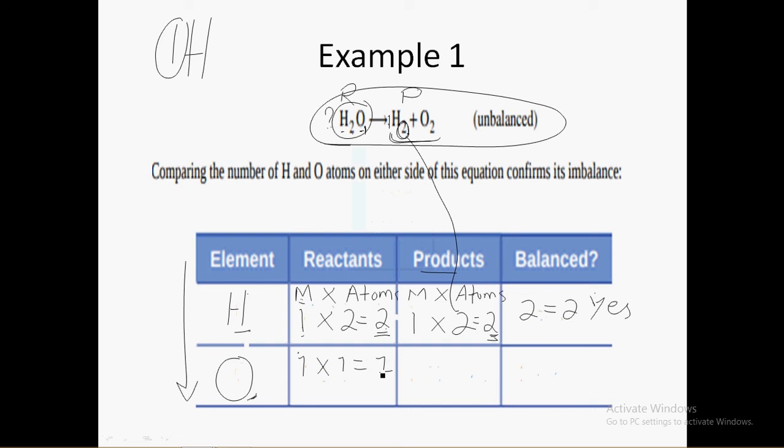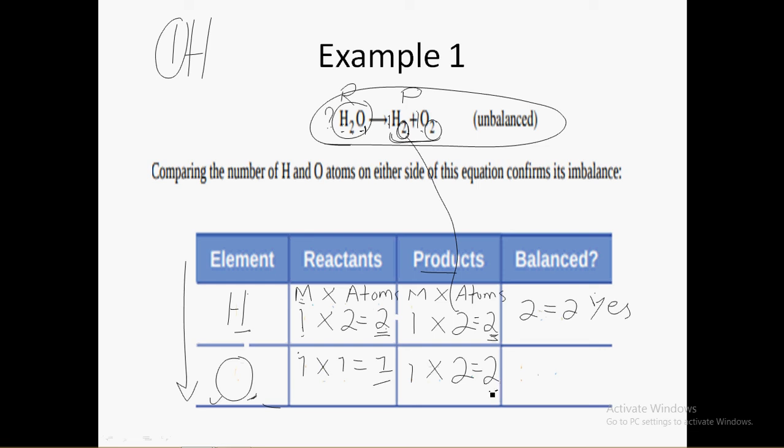That is the side of reactants. Now we have to look at the side of products. The number of molecules of oxygen, because we do not need hydrogen now. We are in oxygen. So the coefficient of oxygen is 1 times how many atoms are there? 2. 1 times 2 is equal to 2.